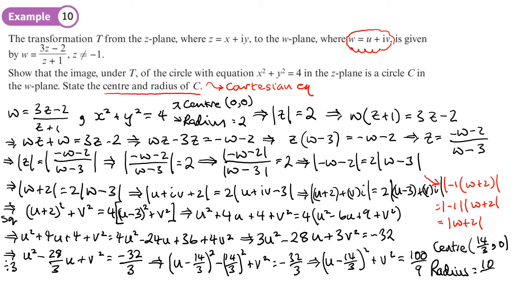10 over 3. So there's a lot of algebra in this question. So you really need to take care when you're multiplying things out, moving terms from one side to the other, because if you're not careful, you can make a little algebraic slip and end up with the wrong answer. So do take care on these questions.